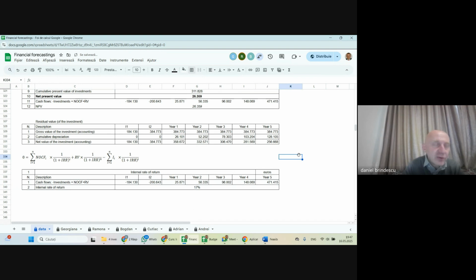So if you look it up over the internet or for sure in most of the books, if you check the definition of the internal rate of return, you will almost always find the internal rate of return defined as the discount rate that makes the net present value equal to zero.